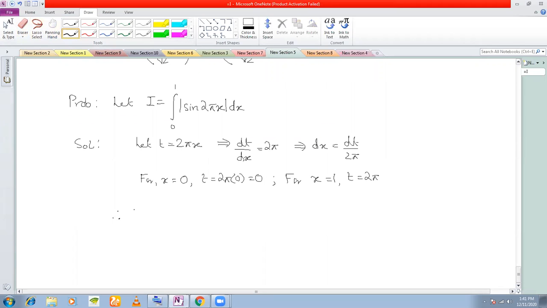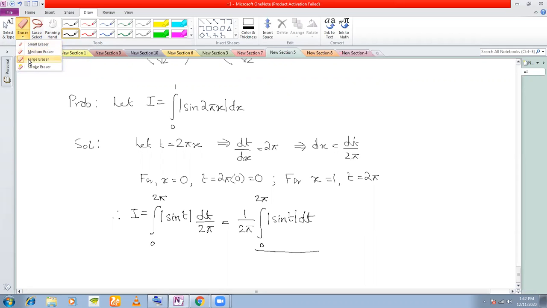Therefore, I is equal to the integral from 0 to 2 pi of mod sine t, and dx is dt by 2 pi. Now, 1 by 2 pi is a constant, so you can take it out of the integral: integral 0 to 2 pi of mod sine t dt. Now, this in itself is a problem. This integral had come in your examination. I am showing you a little bit modified version of the problem, but this integral in itself has come in your examination. So how to evaluate this integral?